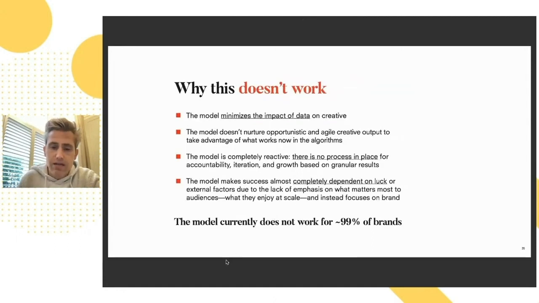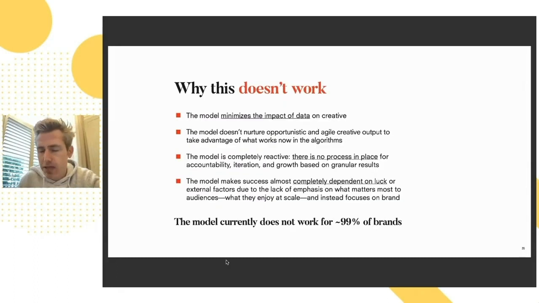So we find that this model is failing 99% of the people out there that are trying to break through on social media. Now, why is it? Well, first, this model minimizes the impact of data on creative. The model doesn't nurture opportunistic and agile creative output so that you can take advantage of what's working now in the algorithms. And the model is completely reactive. There's really no process in place for accountability, iteration, and growth based on very granular results. And this model really makes success completely dependent on luck.